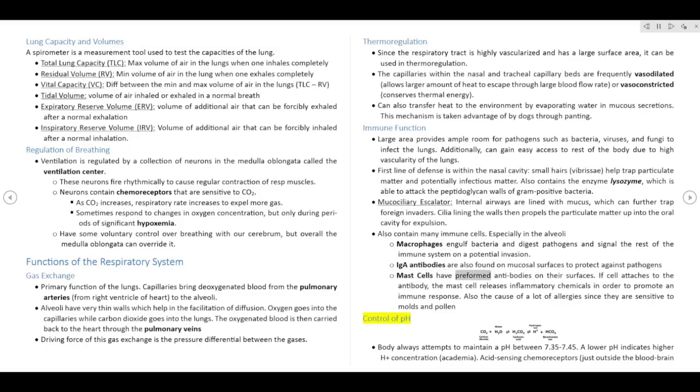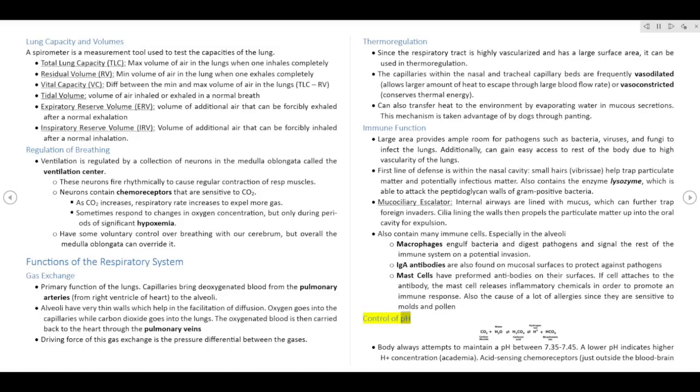Mast cells have preformed antibodies on their surfaces. If a pathogen attaches to the antibody, the mast cell releases inflammatory chemicals in order to promote an immune response. Also the cause of a lot of allergies since they are sensitive to molds and pollen.